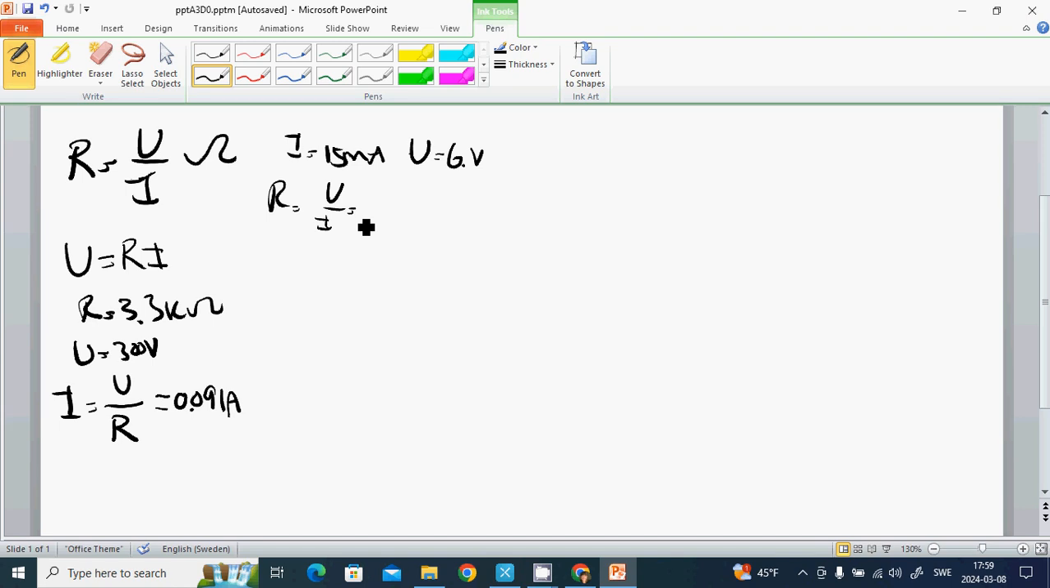We have another example. We have connected three resistors in parallel to one battery, or voltage, U. The resistors are 11, 15, and 20 ohm, and the voltage is 220 volt. We want to know the current I in each part.